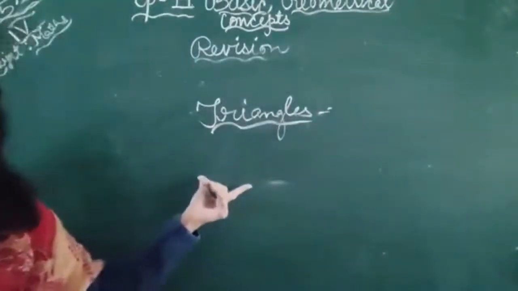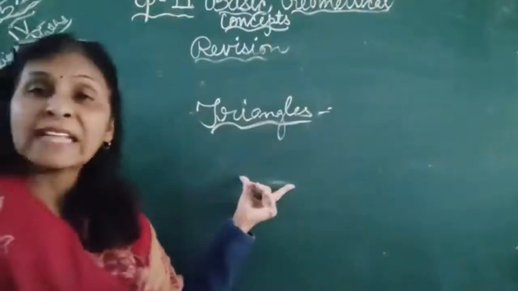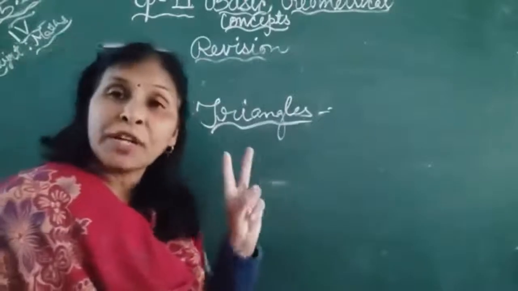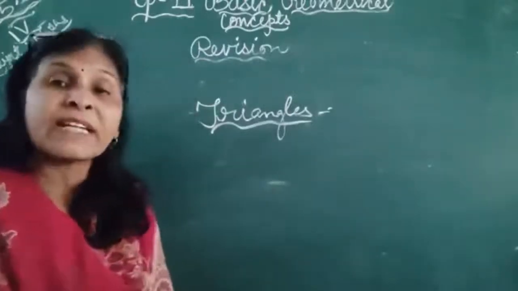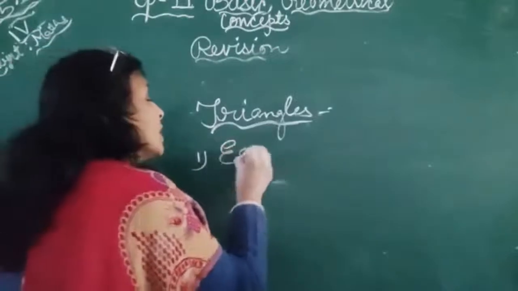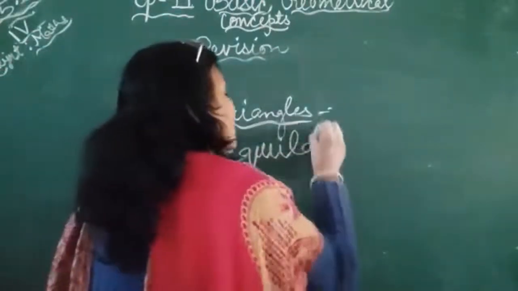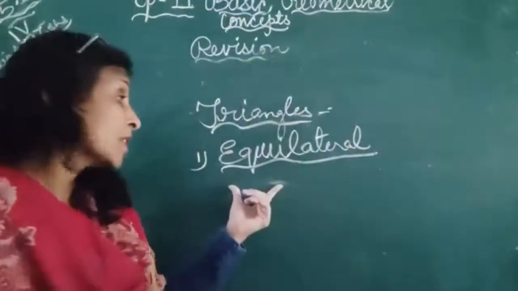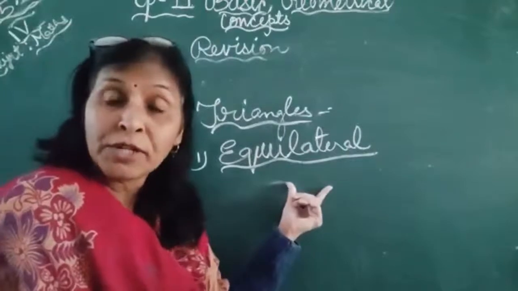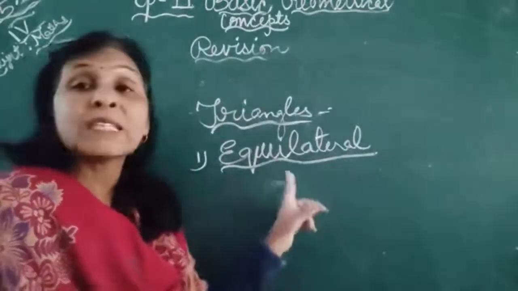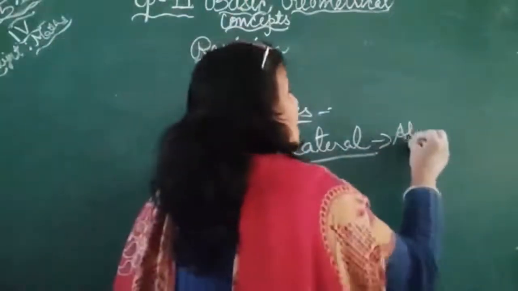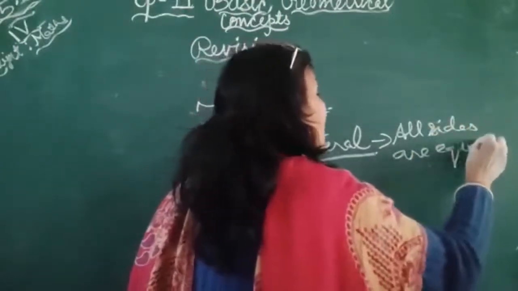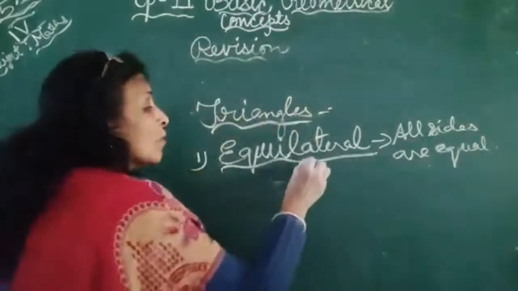Triangles are classified on the basis of lengths of their sides. Lengths की साइड में 3 टाइप्स के ट्रायंगल classify होते हैं. That is number 1 is equilateral triangle. Equilateral triangle. Which type of equilateral triangle? In this all sides are equal. इसमें क्या होता है, all sides are equal. इसकी सारी sides जो है ट्रायंगल की वो इक्वल होती है.